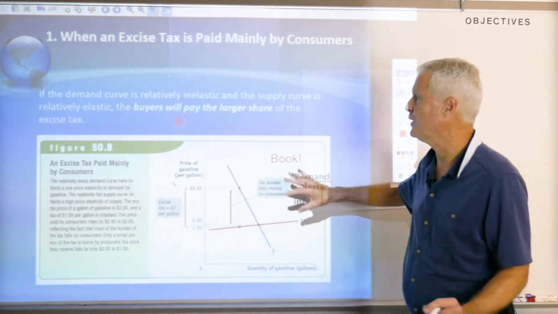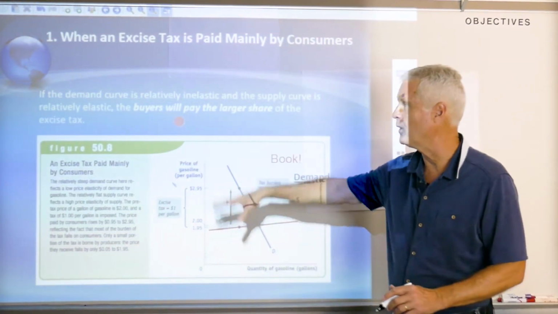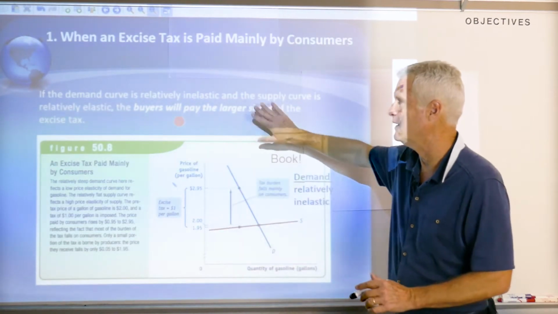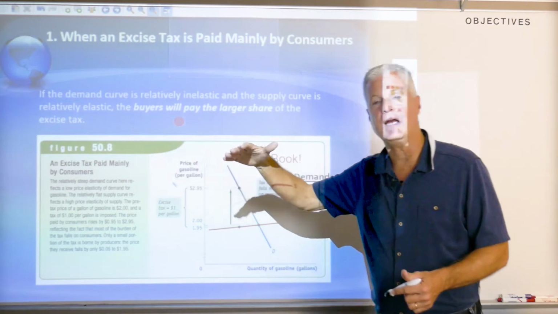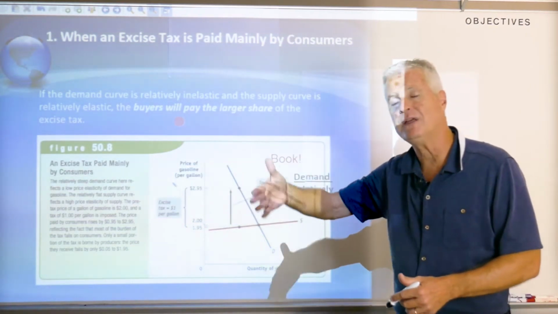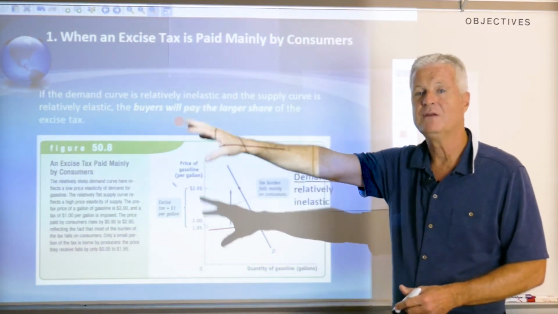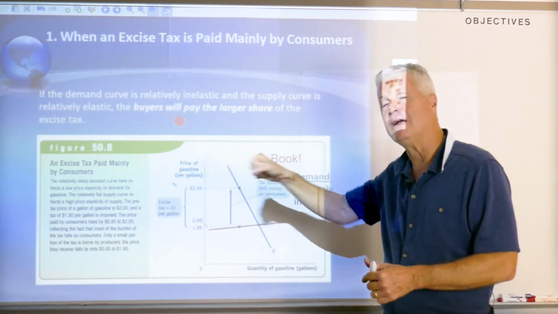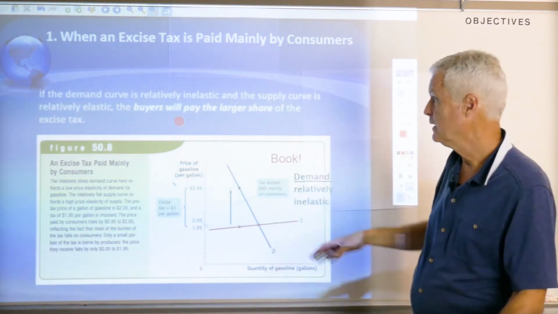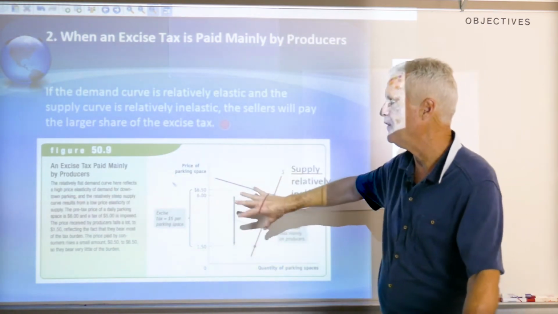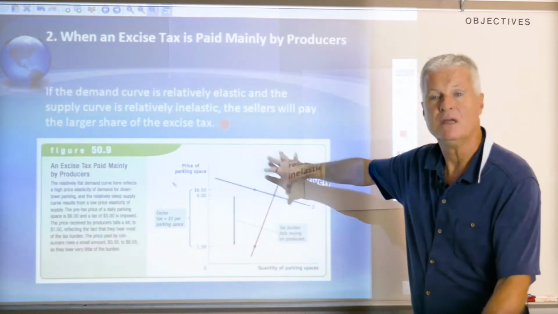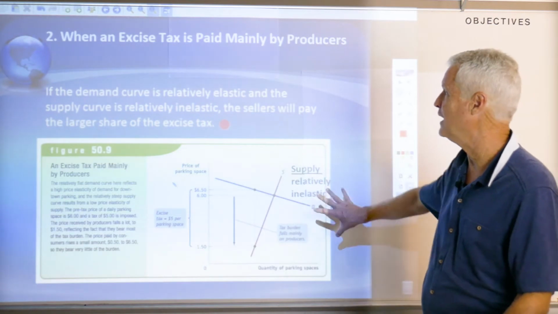Okay, here in the book, there's a couple of nice little examples where they write things out, and they're saying this, right? And make sure you have, if demand is relatively inelastic, the buyer pays; if supply is relatively inelastic, the seller pays. Okay, but you can look at that. That might be helpful to you. Figure 50.9 in your book, same thing, might be helpful to you. Make sure you look at that.